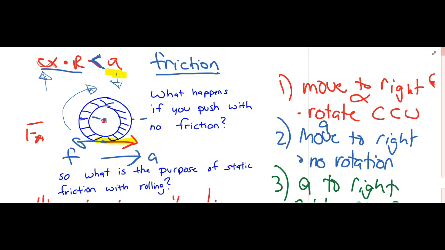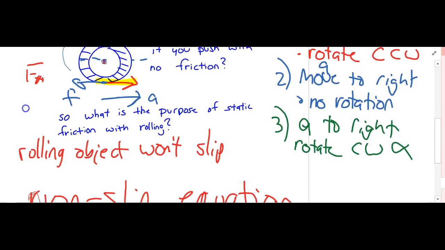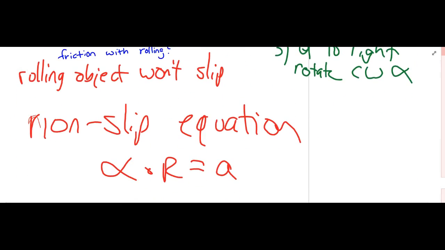And so that's the whole purpose of friction, is to balance out the non-slip equation. Sometimes this side will be bigger, so friction will decrease that and increase this. Or if we looked at another scenario where the angular acceleration is too big, then friction will decrease that and increase this. Okay.